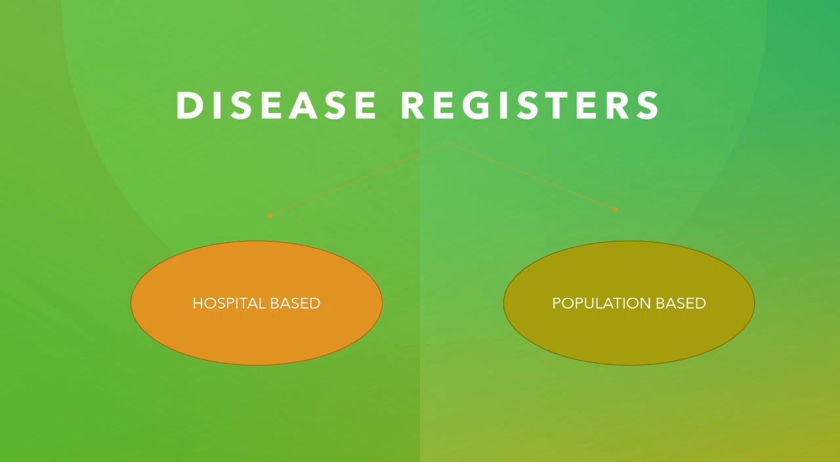So today we will be discussing the disease registers. Disease registers are basically classified into two, hospital based and population based. These two help to a greater extent to identify the list of patients in the defined population who have a particular condition. It is different from notification, where the case is reported and is counted only once.